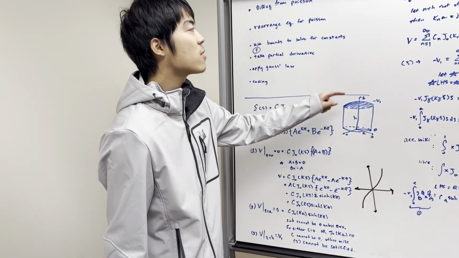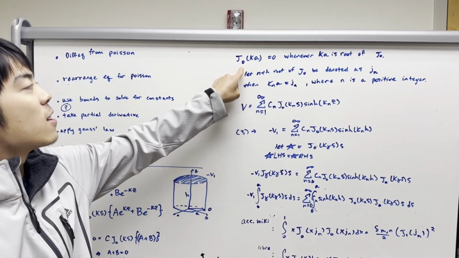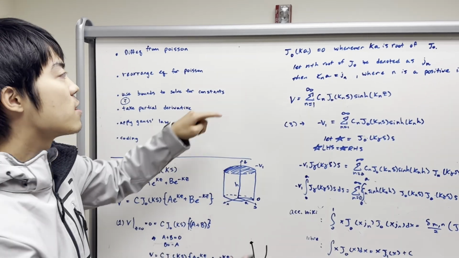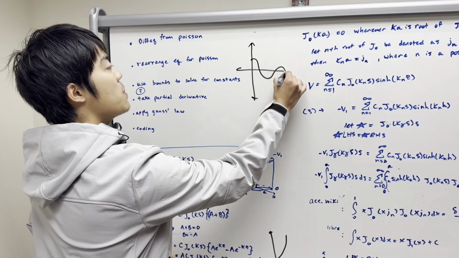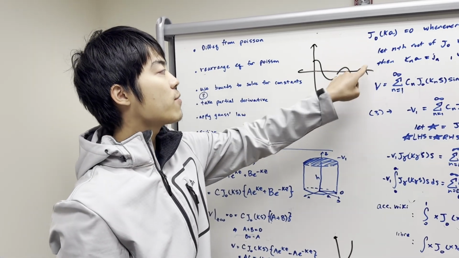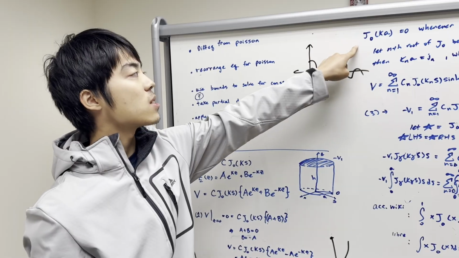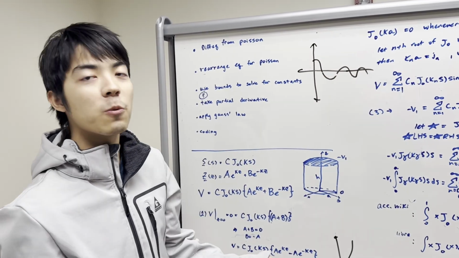But the thing is, with J naught of Ka equal to 0, we know that J naught oscillates up and down like this. So there are going to be multiple values for Ka for which this function is 0. Now, which one do we pick? We can pick here, here, here, here, and we don't really know.